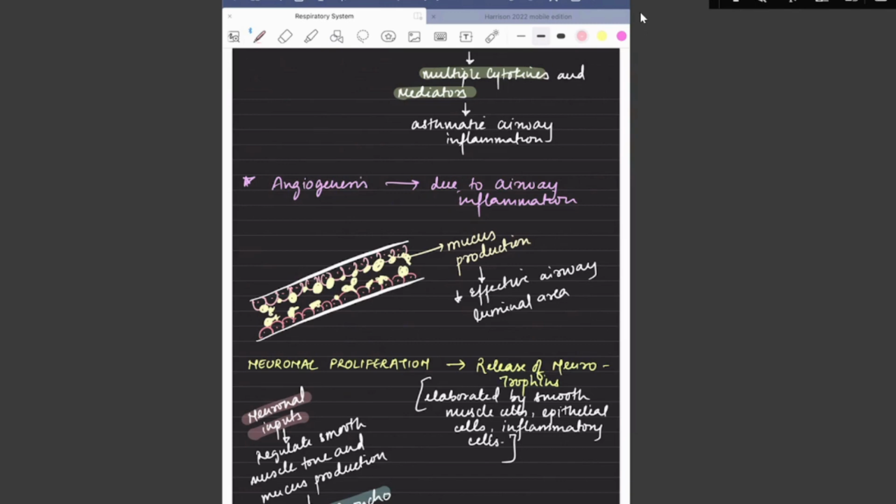So the neuronal proliferation which we have seen in the diagram causes release of neurotrophins, which is actually elaborated by the smooth muscle cells, epithelial cells, and inflammatory cells. This neuronal input regulates the smooth muscle tone and mucus production, which in turn causes an increase in the airway tone and acute bronchospasm.